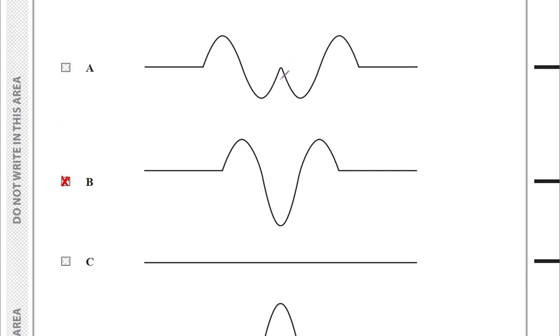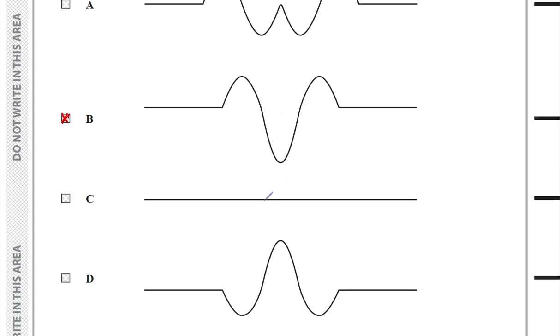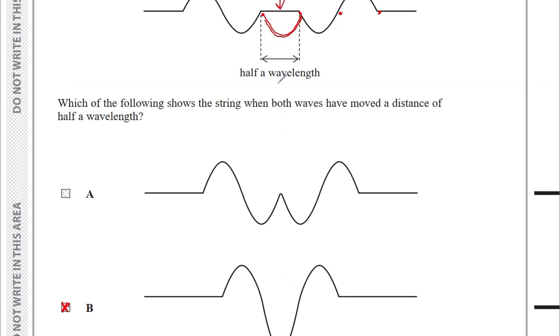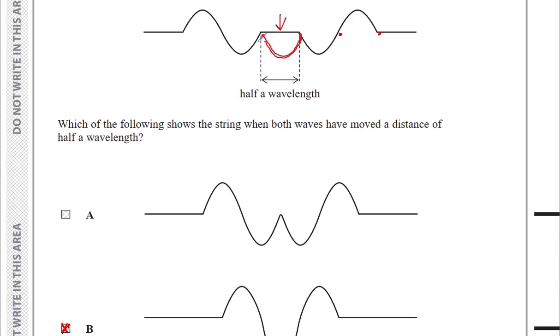So the problem with A is, for A, the waves have moved a quarter of a wavelength. And this shows destructive superposition. We just saw the waves are in phase, so there's no way they'll undergo destructive superposition. It has to be constructive.